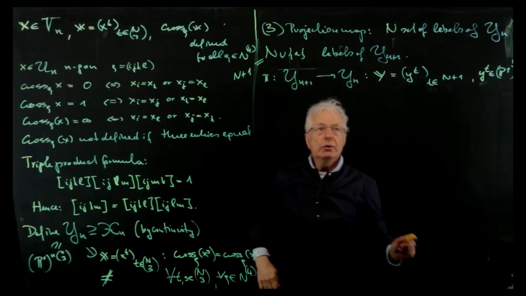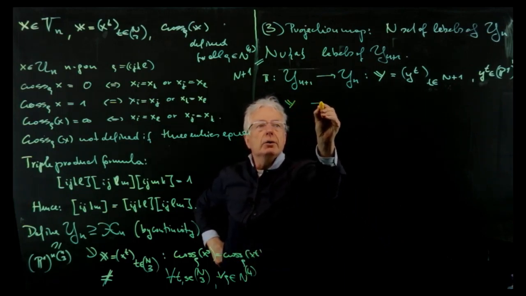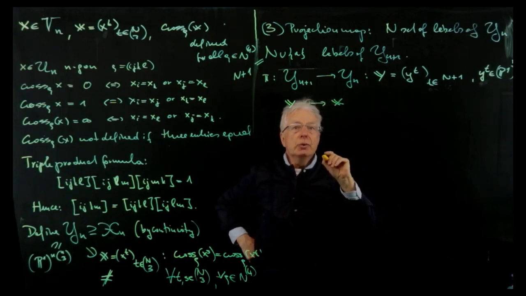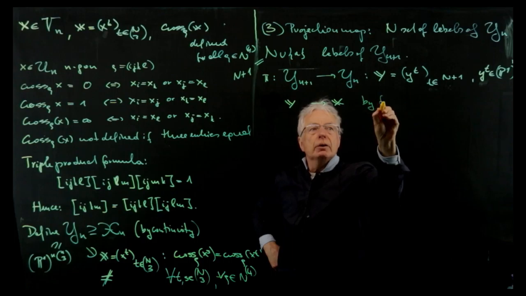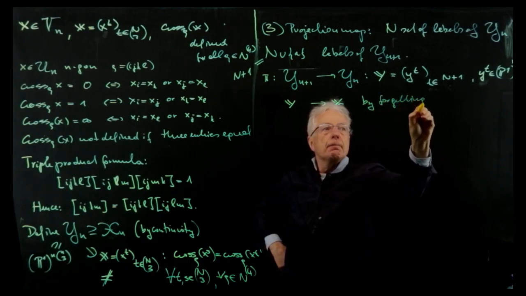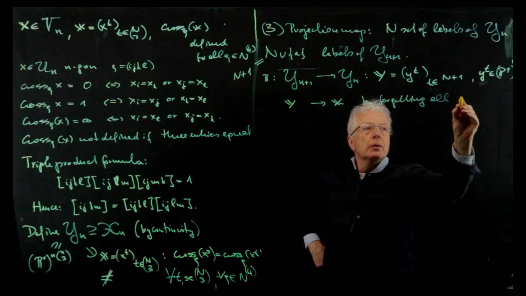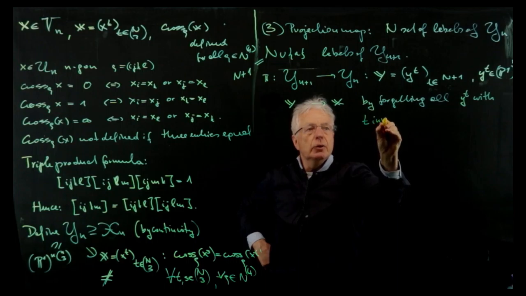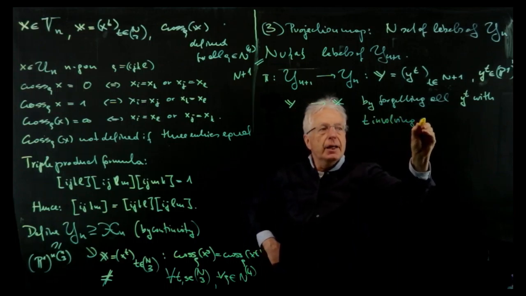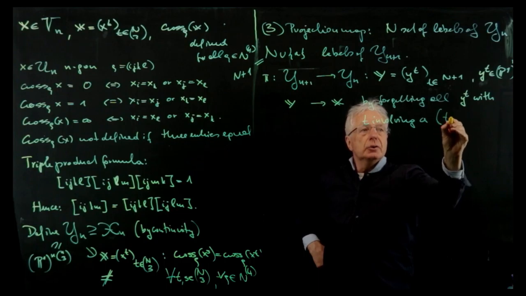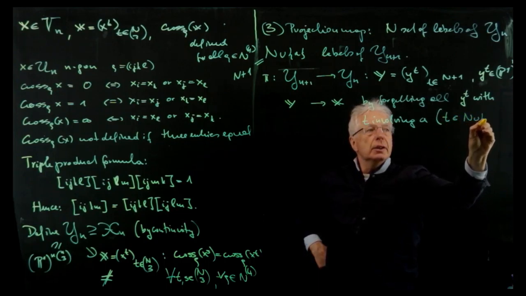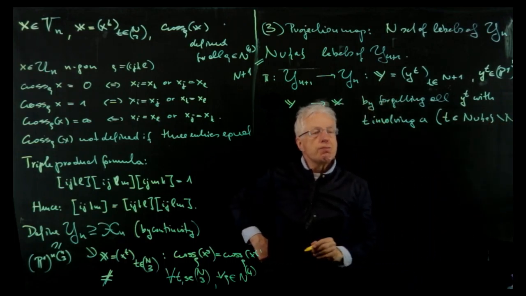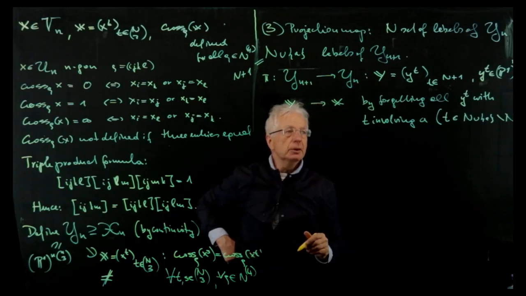Okay. So how is this defined? Y goes to a string x by forgetting everything which has to do with A. By forgetting all yt with t involving A, which means the triple is in N union A, but not in N. I write it like this by abuse of language.